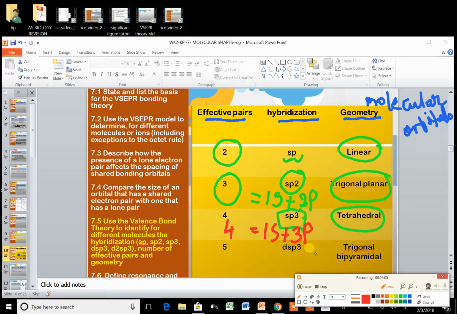In dsp3, one d orbital gets hybridized with one s orbital and 3 p orbitals. So 1 plus 1 plus 3 equals 5. So we have a total of 5 effective pairs taking part in hybridization. The molecular geometry here is trigonal bipyramidal.